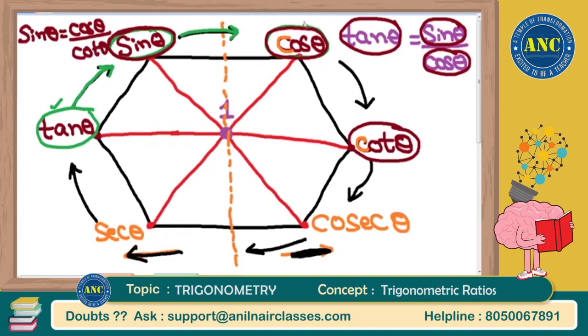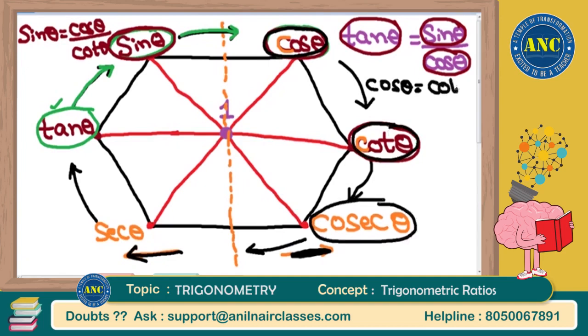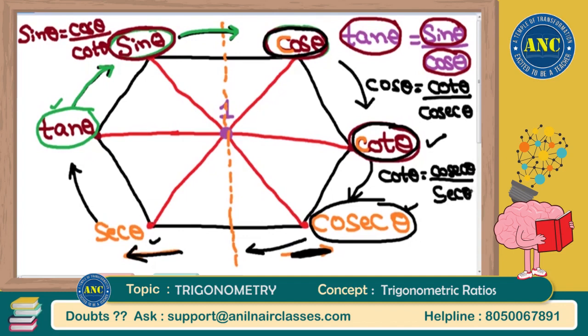Similarly, can I also write like this? Yes, you can. If I start with this trigonometric function, cos theta is nothing but equal to cot theta divided by cosecant theta. You can check it out, sir. Everything will satisfy. You don't need to learn any of these values by heart. Similarly, if I start with cot, cot theta is equal to cosecant theta divided by secant theta. Take anything. The first value will be equal to the second value divided by the third value.